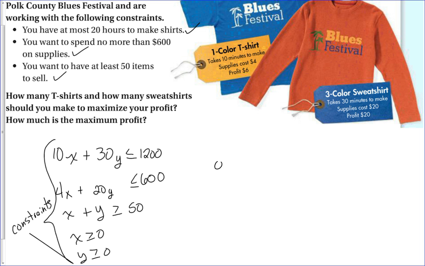Now we need to get our objective function. Whoops, left out the V. All right, we want to get our objective function. That is our profit. We're trying to maximize profit.